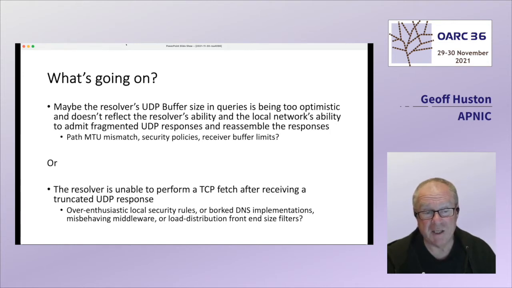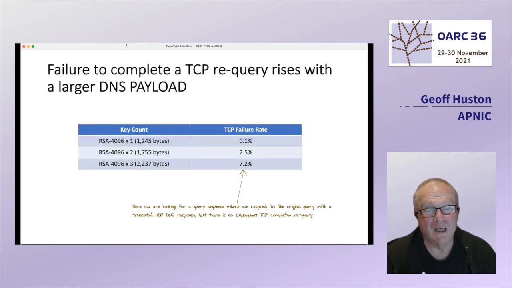It could be a TCP problem, but again, I just don't understand why. It could be a balky DNS implementation or load distribution front-end size filters, which might be more like it, where the load distributor is going, people don't send that kind of size packet. I'm just going to give up because, no. So failure to reconnect with TCP also rises, and this is failure to complete the TCP transaction. But again, it seems odd.